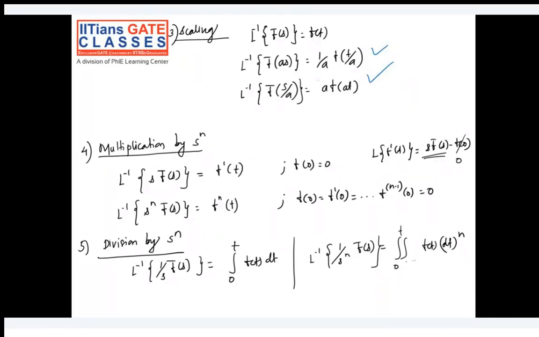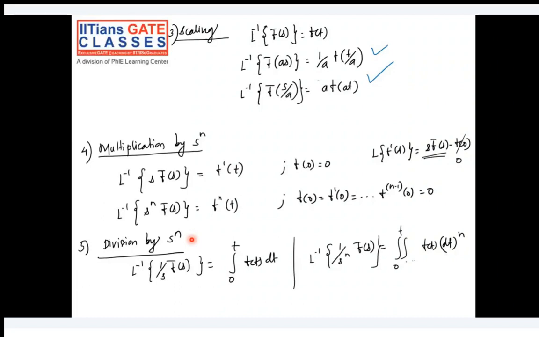Then multiplication by s raised to the power n. Whenever we were calculating the Laplace transform of a derivative, we used to multiply the terms with powers of s. And whenever we were taking the integration, we used to divide by s, right? So basically the opposite you will do in the inverse Laplace.